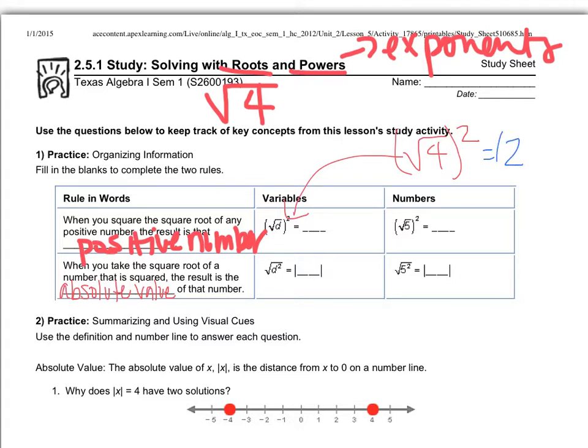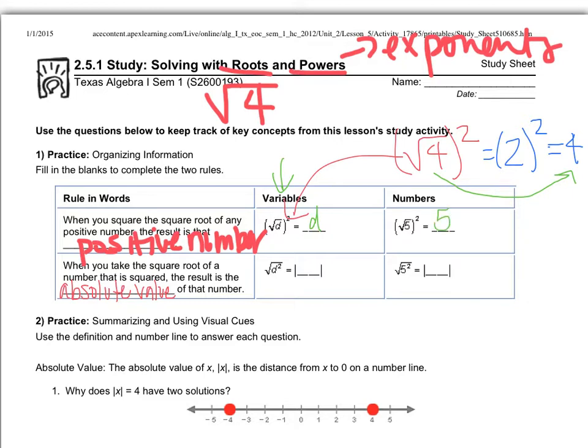So if I take the inside part, I'm just left with 2, and I still have that exponent on the outside. 2 squared is 2 times 2, which is 4. So what happened is that I ended up with what I started with inside. The rule here under variables says that the square root of d squared is d. So using that same concept, the square root of 5 squared is just going to be 5.